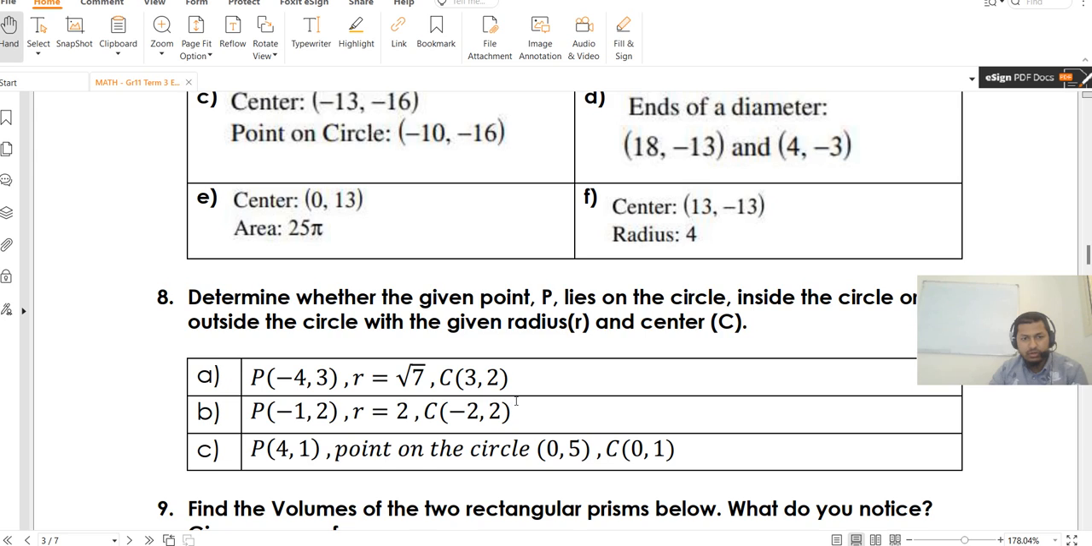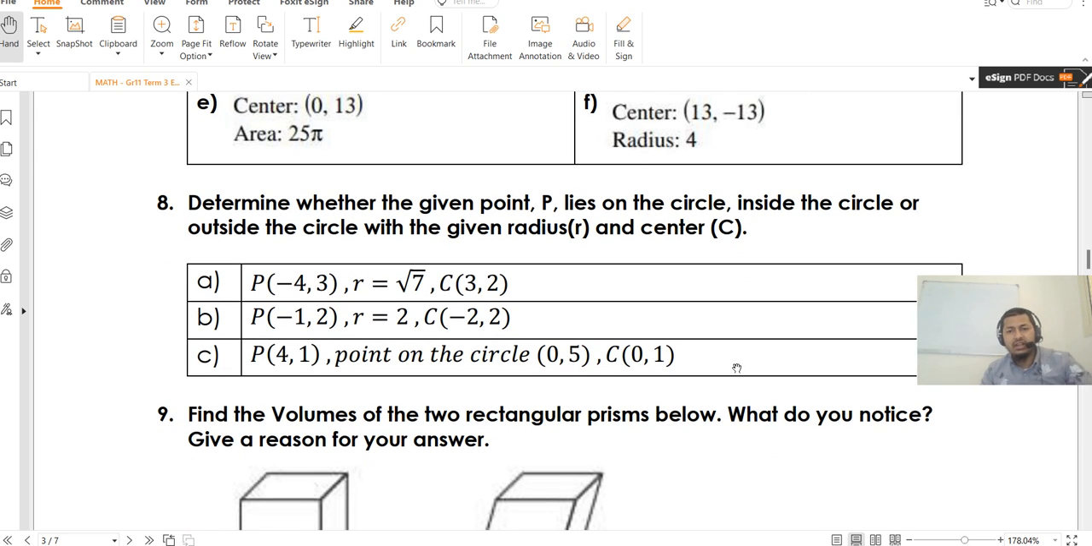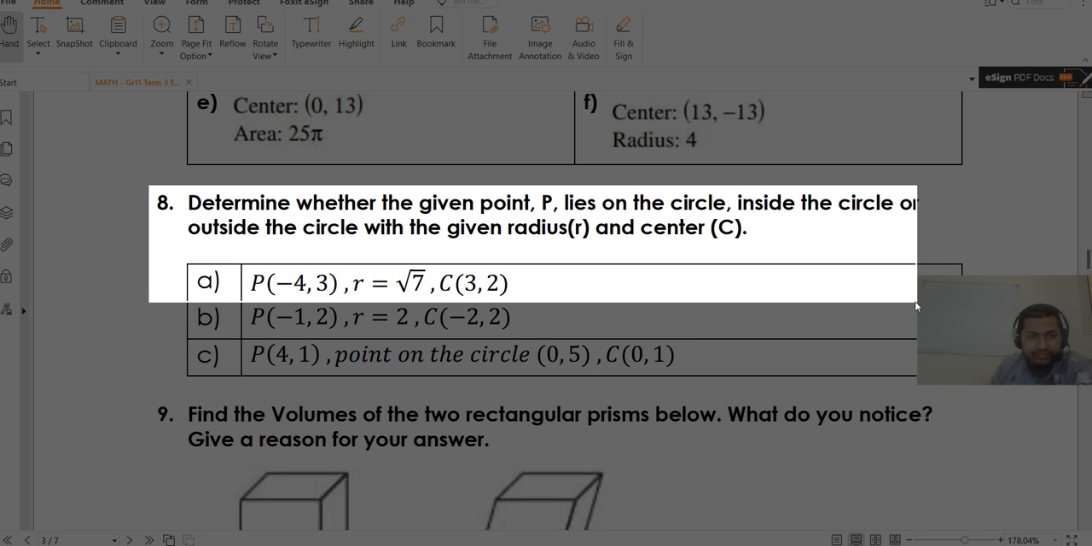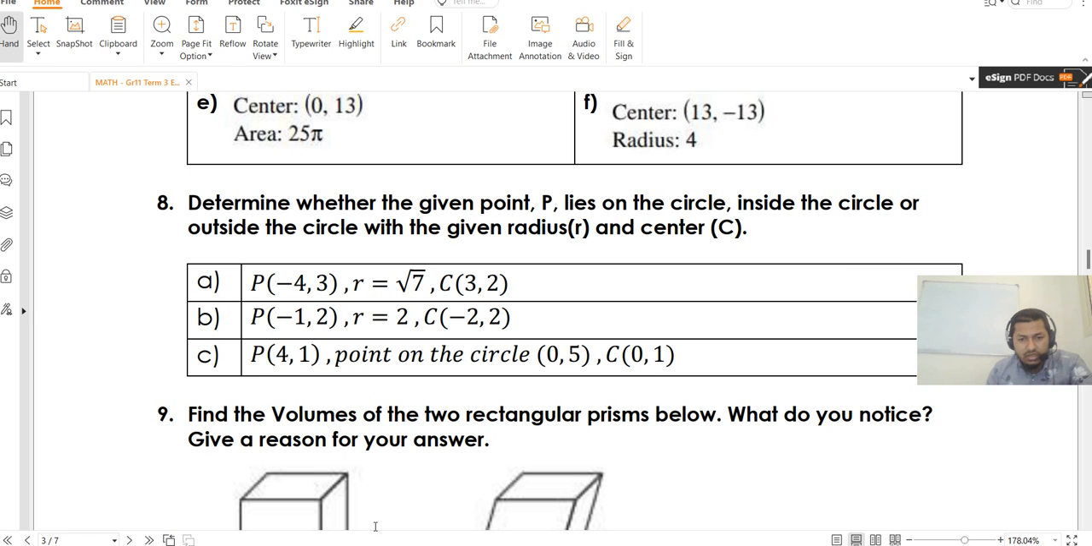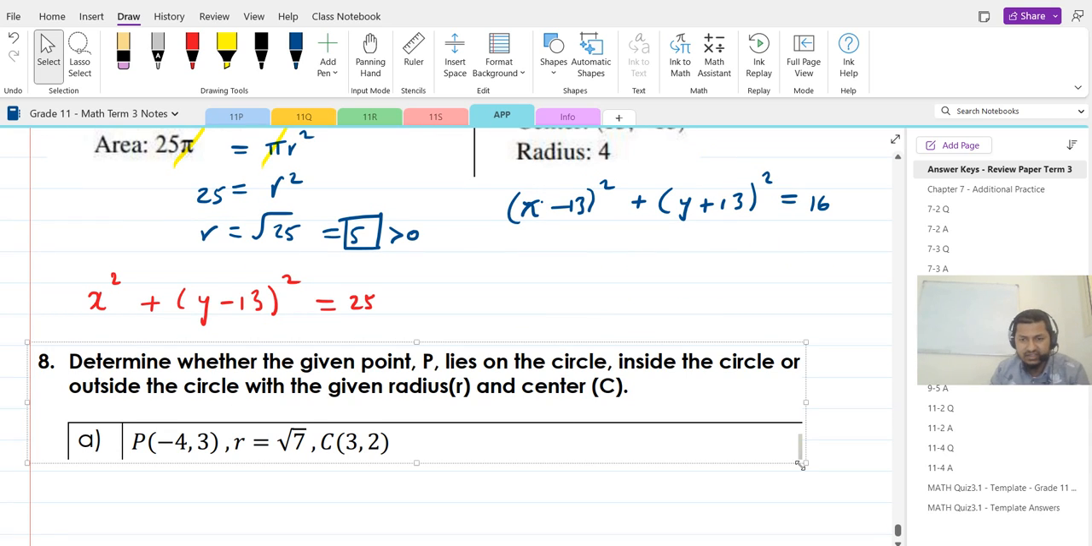Continuing with the next problem. Determine whether the given point P lies on the circle, inside the circle, or outside the circle with the given radius and center. So we want to check this problem. How do we do this? First, we find the equation of the circle and then substitute the point and see if it's greater than r squared, less than r squared, or equal to r squared.